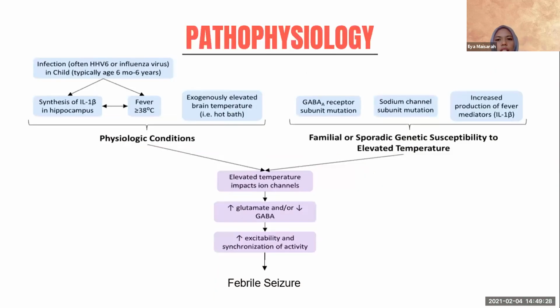For the pathophysiology, the definite pathophysiology of the febrile seizure is unknown. However, there is a possible explanation about how it happened. The causes are also unknown. However, it is believed that it can be due to physiologic conditions such as infection or genetic susceptibility that can lead to the elevation of the temperature. When there is elevation of the temperature, it will impact the ion channel, which will increase the glutamate, the excitatory neurotransmitter, and decrease the GABA, the inhibitory neurotransmitter. So this will lead to increased excitability and synchronization of the neuronal activity that leads to the febrile seizure.